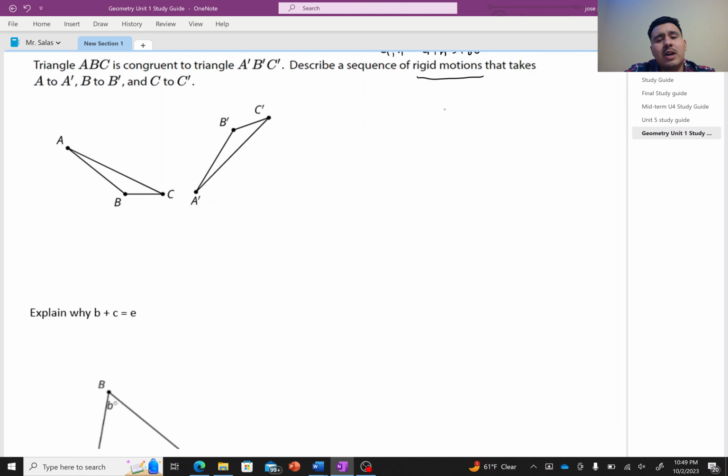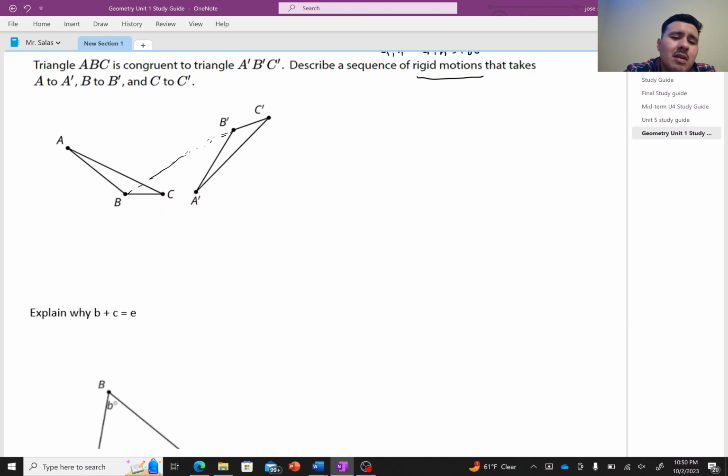So how do we get this triangle to look like that triangle? My first step is, I have to line up one of these points. So I have to line up this point A with A prime, or either B with B prime, or C to C prime, whichever. It does not matter. I have to pick one and line them up. Okay? So the easiest one for me to line up, since to me it makes the most sense, I'm going to go ahead and line up point B to B prime.